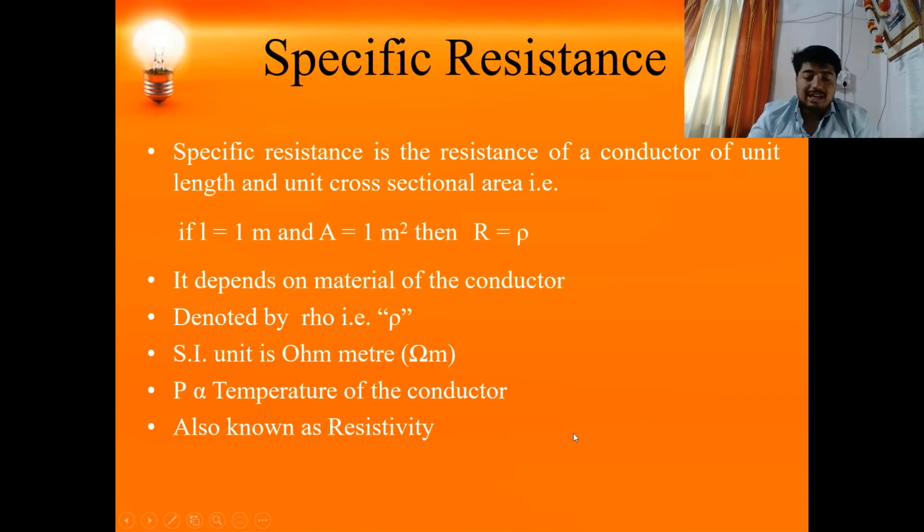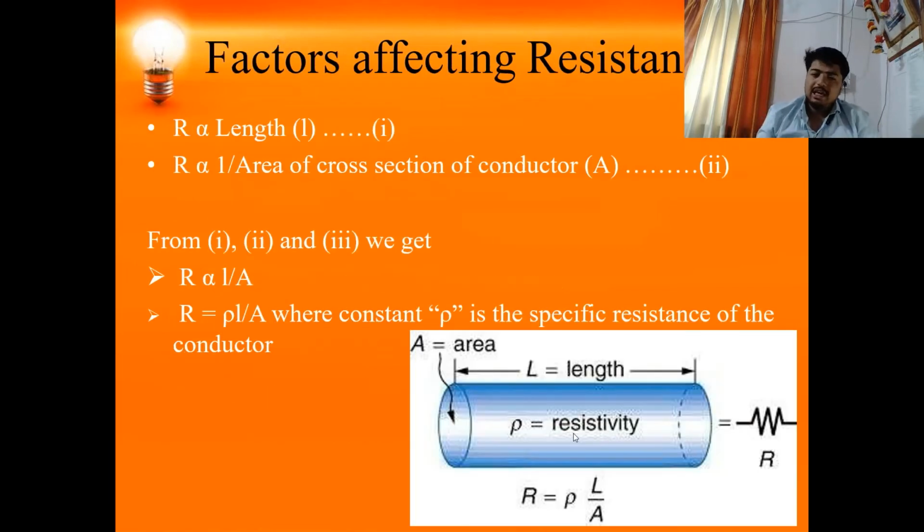Here let's understand what this specific resistance means in detail. Specific resistance is the resistance of a conductor of unit length and unit area of cross section. Yes, because in this formula, if I take length as 1 and area as 1, the resistance becomes equal to resistivity. That is, specific resistance or resistivity is the resistance of a conductor having unit length and unit area of cross section.